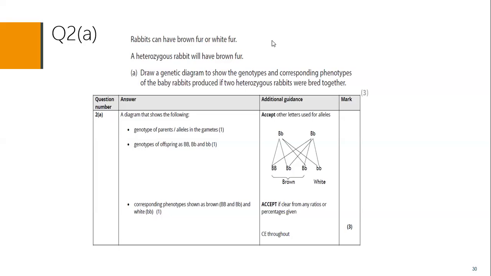CE means carry error forward. So if you've made a mistake early on, then that can be carried, that can be used. They would lose the mistake mark for where they made the error, but it doesn't mean they lose all the subsequent marks.